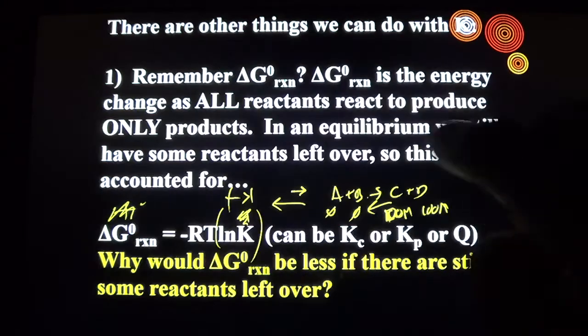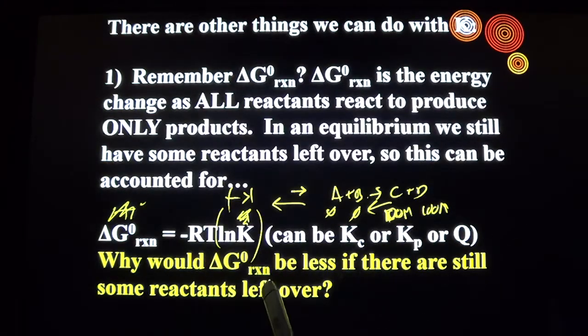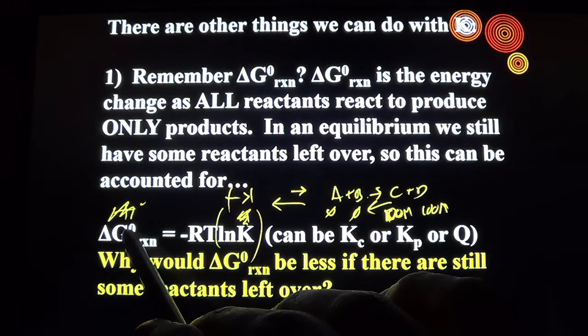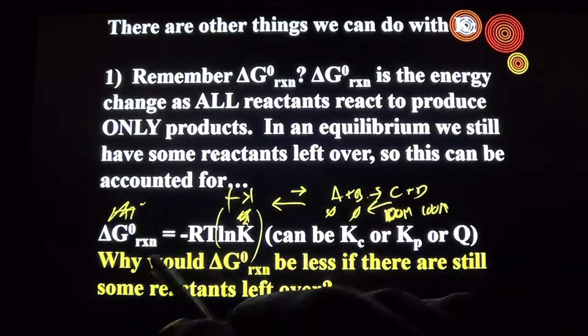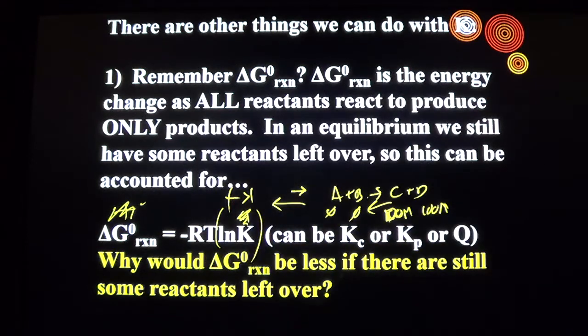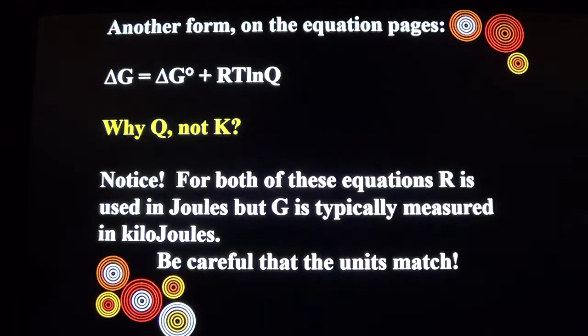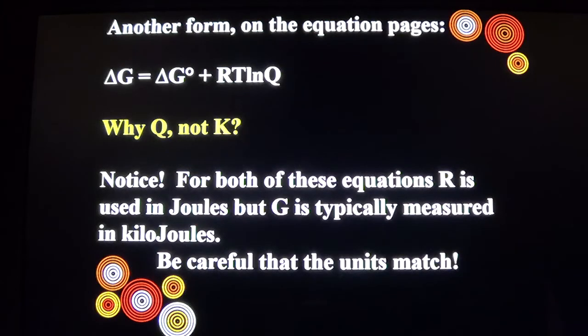Okay, and let's answer, if you haven't already, why would delta G reaction be less if there are still some reactants left over? Well, because again, the energy is the energy to convert all reactants to only products, and there's a little left over, so little reactants left over, so we're not going to release all the energy that's possible or absorb all the energy that's possible in an equilibrium situation. So here's the way that we account for that. Okay, we also have had this one on the formula sheets. We have not used this one.